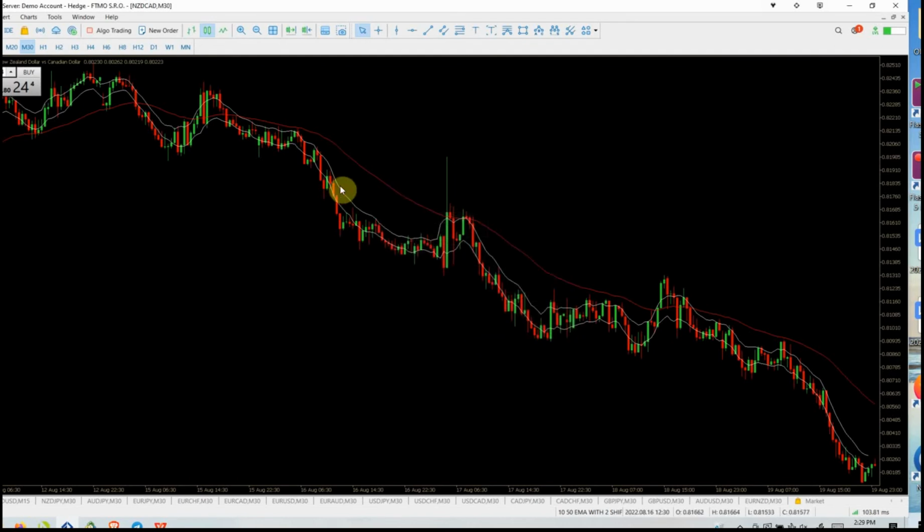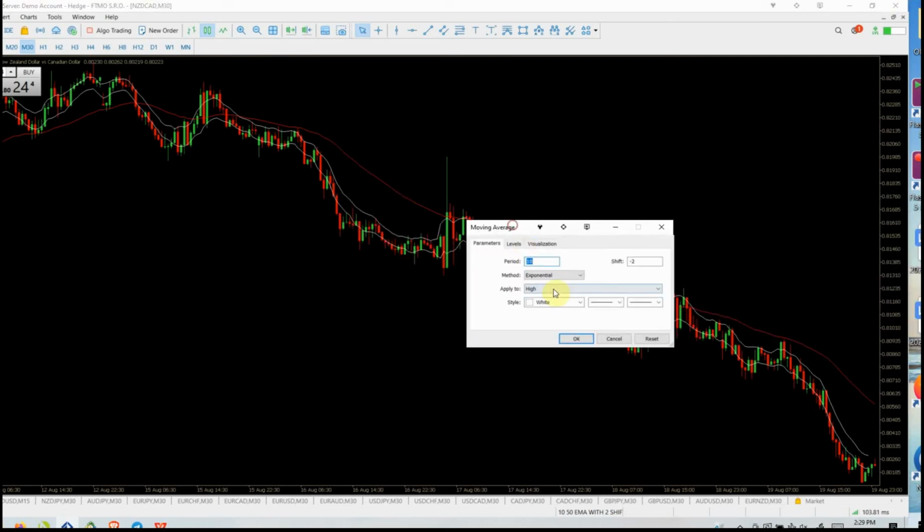Then these two white ones are 10-period EMAs. The only thing is, the one on the top is set to the high, and one is set to the low. I'll just show you one of them. We'll drag this over. So 10-period exponential set to the high. The other one is set to the low. Obviously, you can pick whatever colors you want.